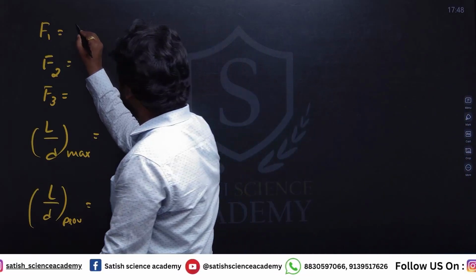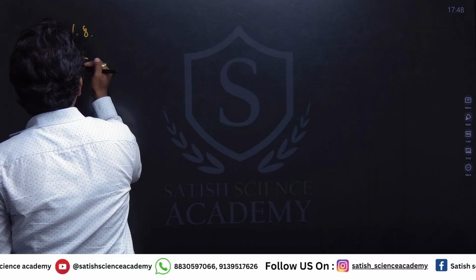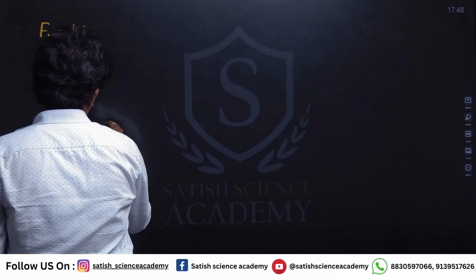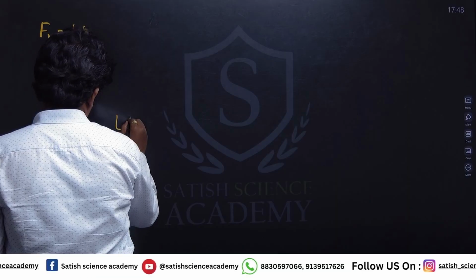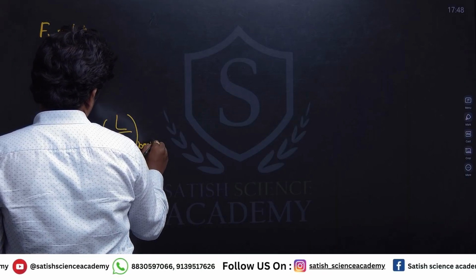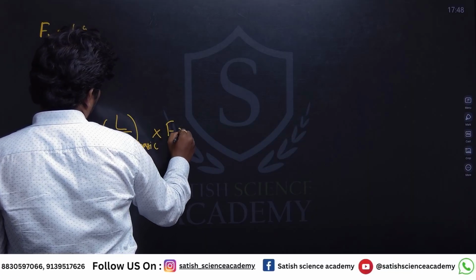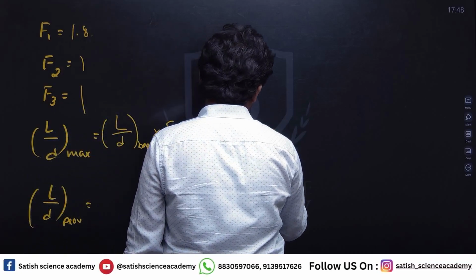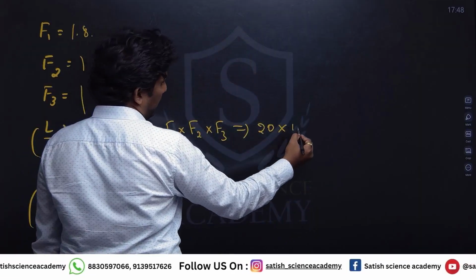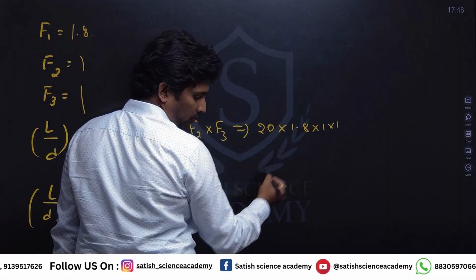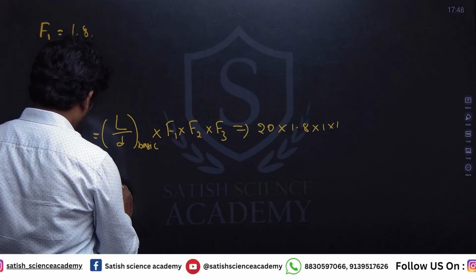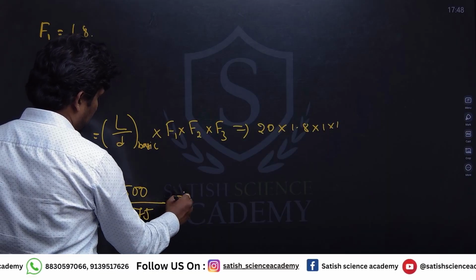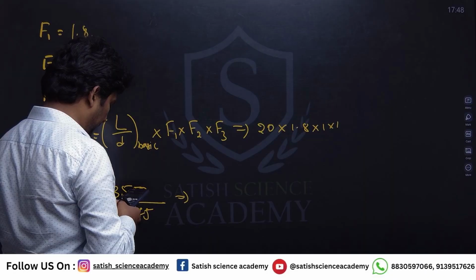So F1 is 1.8, F2 is 1. L by D maximum and L by D provided. Maximum L by D is basic into F1 into F2 into F3. So L by D basic value is 20 into F1 is 1.8 into 1 into 1. Okay, so L by D provided is 3500 divided by depth is 175. So this value is 3500 divided by 175.